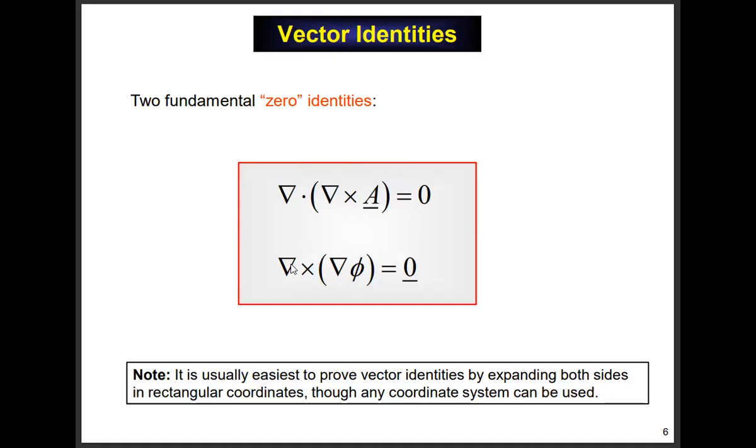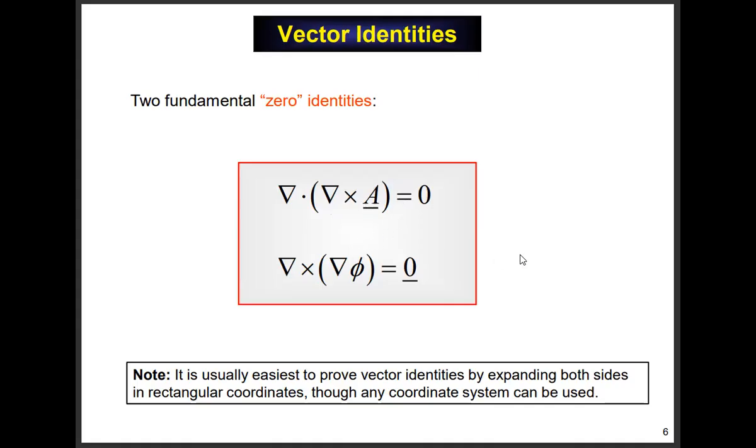Second one says curl of any gradient is 0. Now remember, gradient is always taking del of a scalar, right? This is a scalar function, this is a vector function. You see why I put vector 0 here, by the way? Because curl is a vector, right? Divergence is not. Now, I think not in homework 1, but it might be in homework 2, you're going to be asked to prove some of the identities, maybe both of these or some of them.